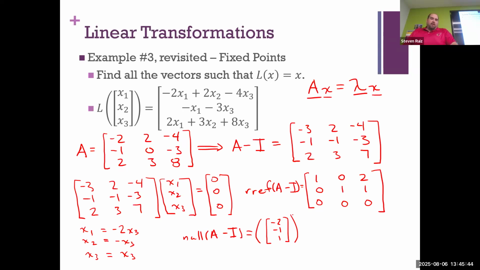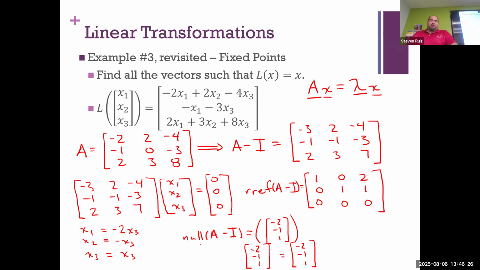So I believe we're correct, but let's talk about what we just actually found. This basis vector right here, what is this the basis of? The null space of A minus I, and why were we finding the null space of that specific thing? We're trying to find the fixed point. So that means theoretically I should be able to multiply some matrix by -2, -1, 1 and get -2, -1, 1.